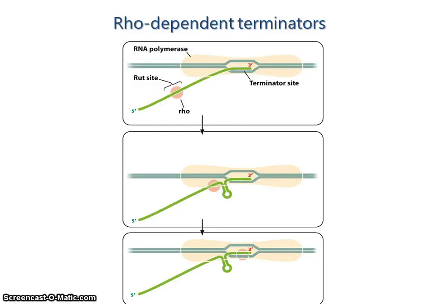In bacteria, there are two types of ways that transcription can be terminated. One is Rho-dependent, and that involves use of a rut site, which is part of the transcribed region on the DNA, and that's transcribed into the RNA. At this site, the Rho protein binds and begins to make its way up towards the RNA polymerase. At some point, a hairpin forms.